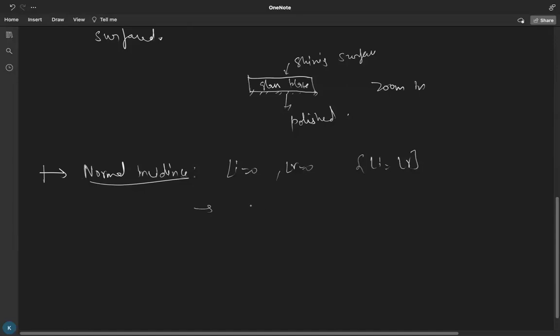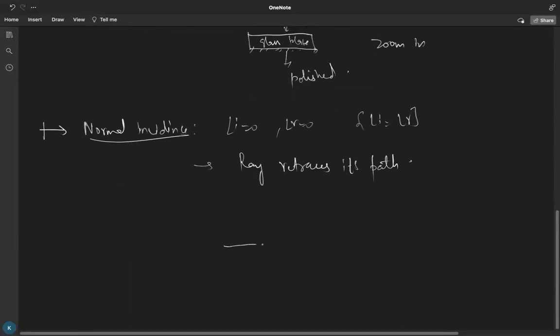In this case, what's happened? Actually, a ray retraces its path. If this is our plane mirror and this is our normal, and the ray is incident on the plane mirror, so if this is I, this is the reflection. The ray retraces its path, right?